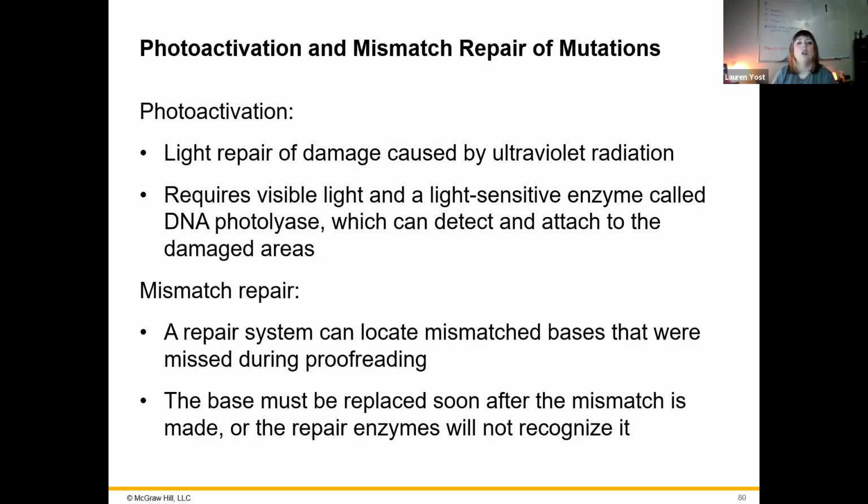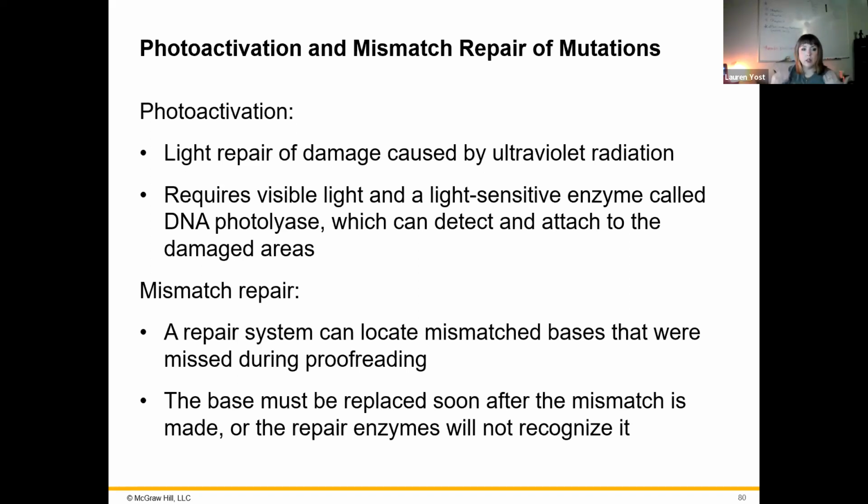So anyways, ways that we deal with mutations. Photoactivation is a way that we repair light damage caused by ultraviolet radiation. Essentially, ultraviolet radiation causes the T's that are next to each other in the DNA to bind to each other, next to each other, instead of across to the A's across from them.